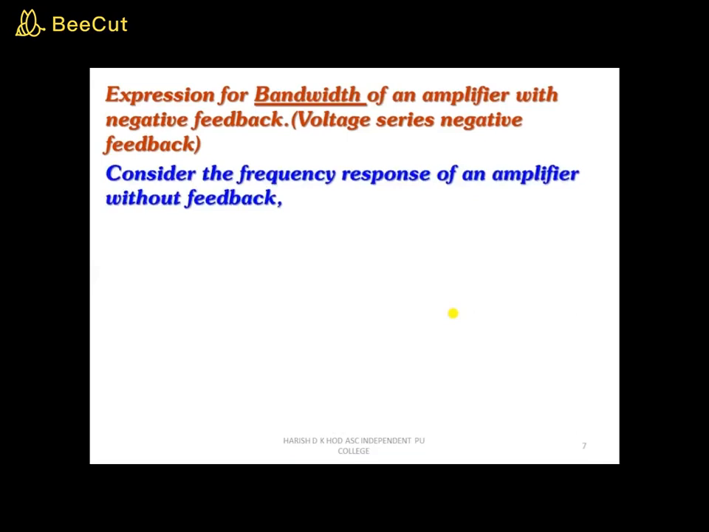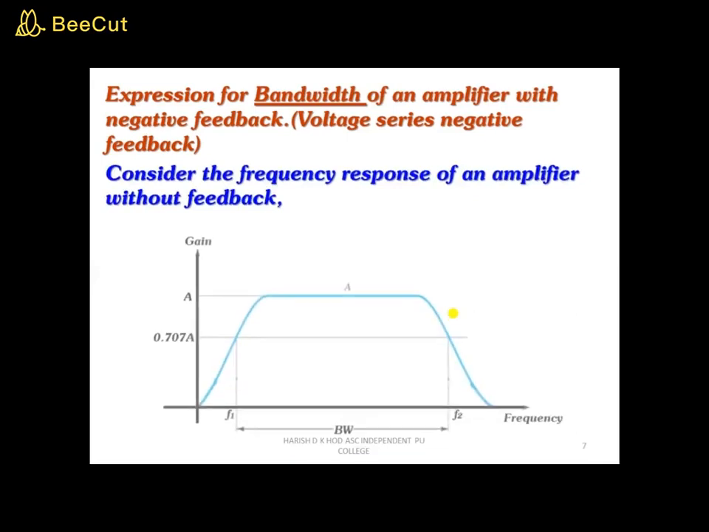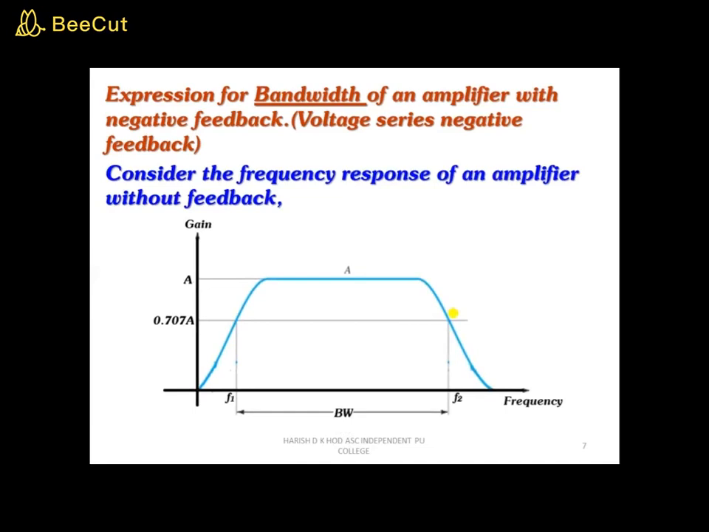Let us consider the frequency response of an amplifier without feedback. So this is the frequency response of an amplifier without feedback. Here along the x-axis we considered frequency of the input signal, and along the y-axis we considered gain of the amplifier, and we got the frequency response somewhat like this by performing one experiment. And in this, A is considered to be the maximum gain of the amplifier.